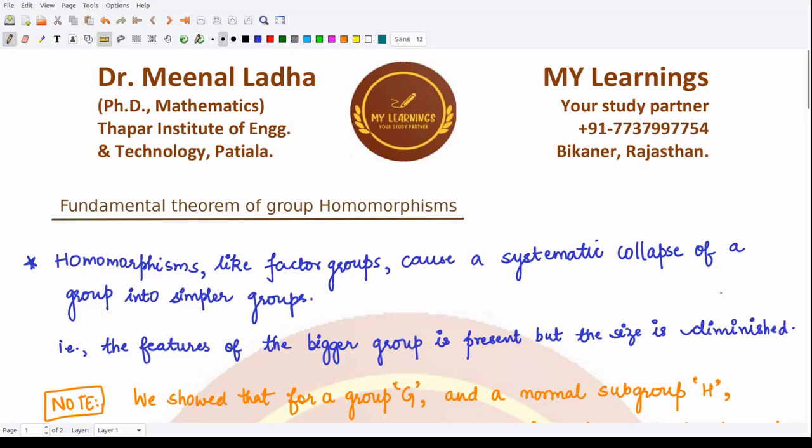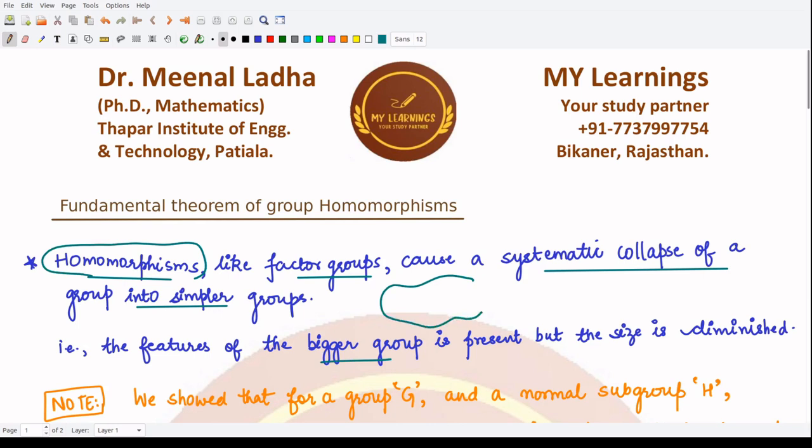In this video, we'll be discussing the fundamental theorem of group homomorphisms. Unlike factor groups, we have learned about homomorphisms, right? Factor groups cause a systematic collapse of a group into simpler groups. Similarly, the same thing is present for homomorphisms. How? The features of the bigger group are present in the smaller group.